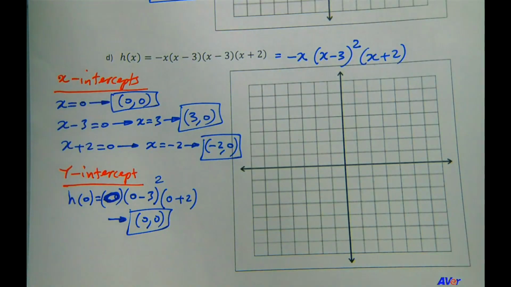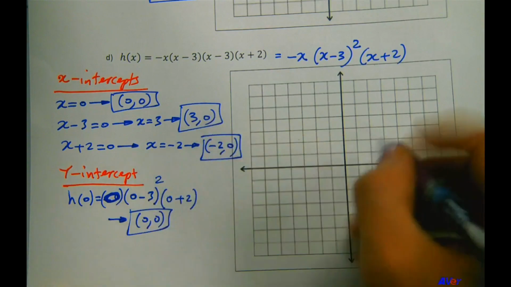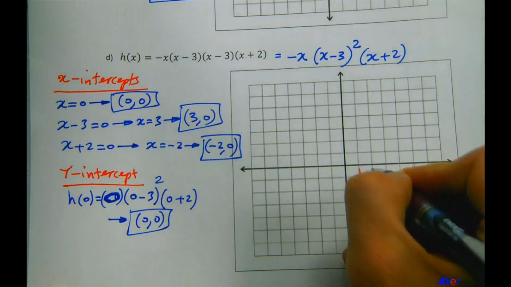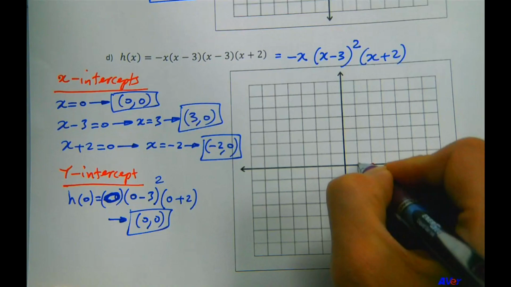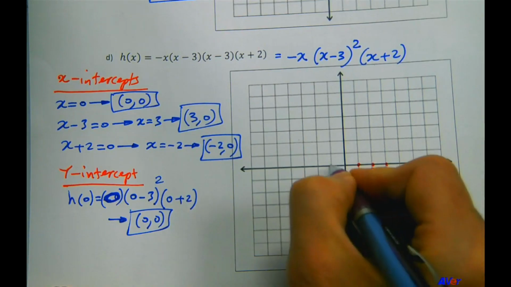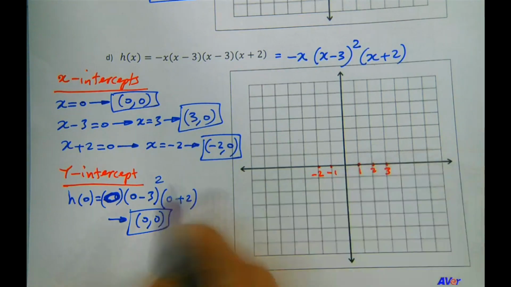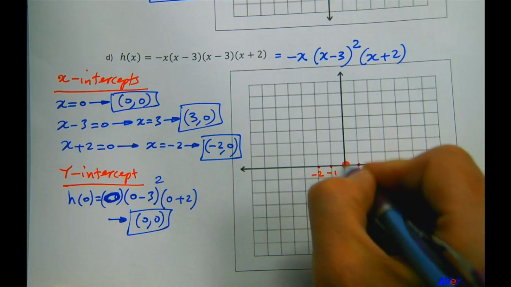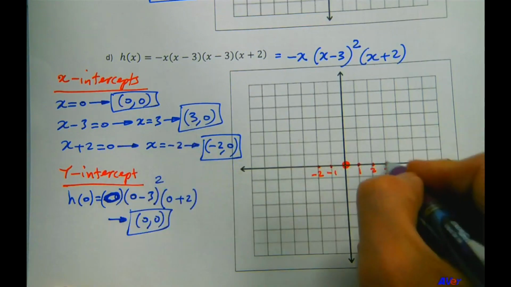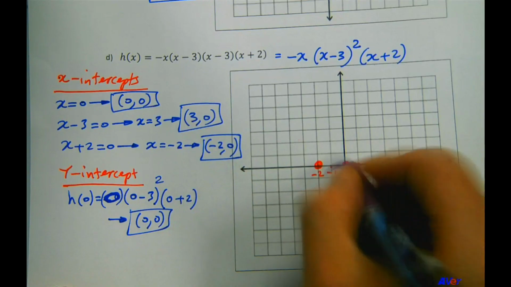Okay, let's plot these points. And these are easy numbers to plot. So 1, 2, 1, 2, 3, and -1, -2. Okay, (0, 0) would be that point. (3, 0) would be that point. (-2, 0) would be that point, and that.